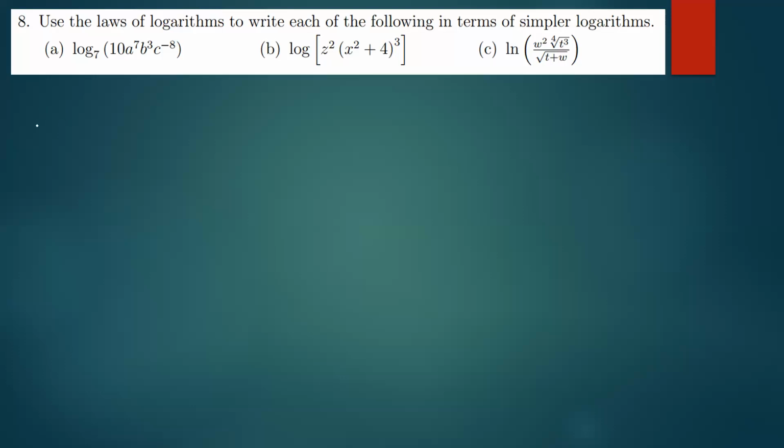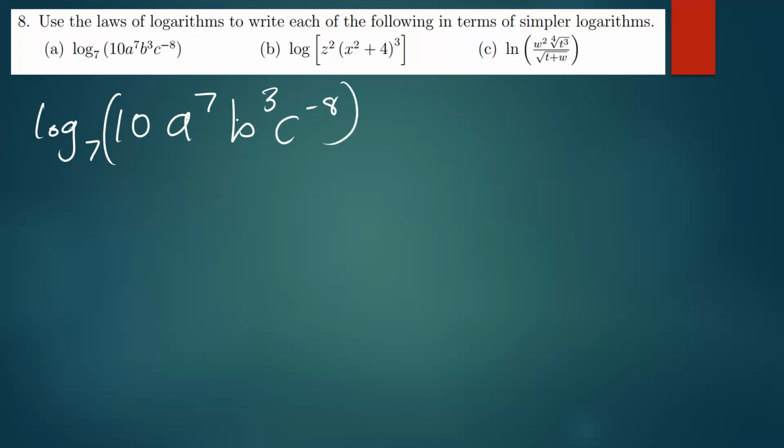So the first one is the log of 10 times a to the power 7, then b to the power 3 and c to the power negative 8, all base 7. This one is simple. The first thing that we're going to do is split these values that we have in brackets. Remember, whenever you find any two values multiplying inside a log, it means that there was some addition somewhere.